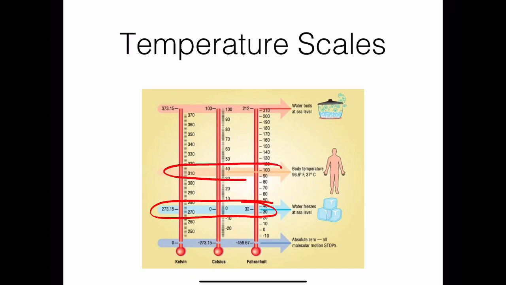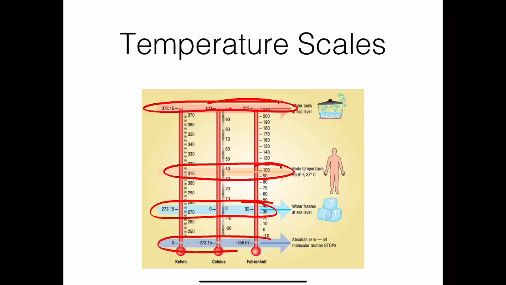You can see body temperature, just for comparison purposes. We have right around 310 Kelvin, in the range of 40 Celsius, and 95 to 100, and we know that as about 98.7 degrees Fahrenheit for body temperature. We also just talked about where water boils, and we can see again that's 373 or 373.15 in Kelvin, 100 in Celsius, and 212 in Fahrenheit. Absolute zero is something we're going to talk about in just a minute, but the important part here is to note that absolute zero refers to 0 Kelvin.